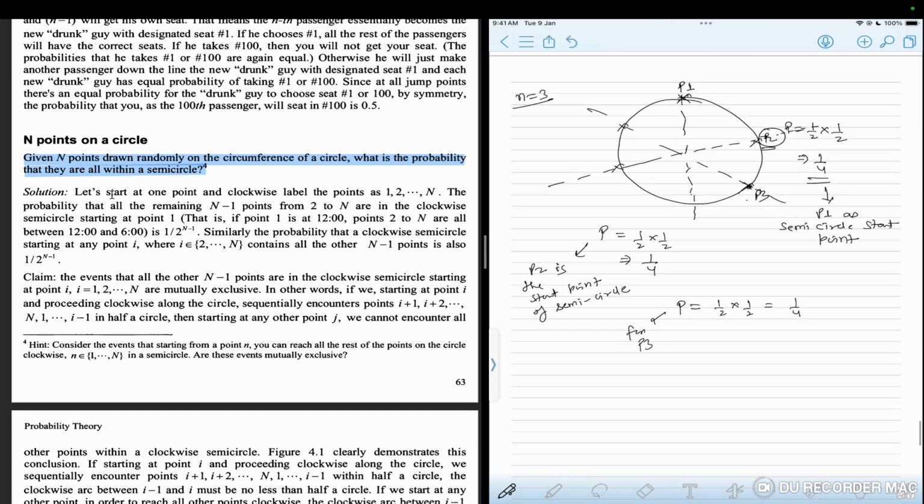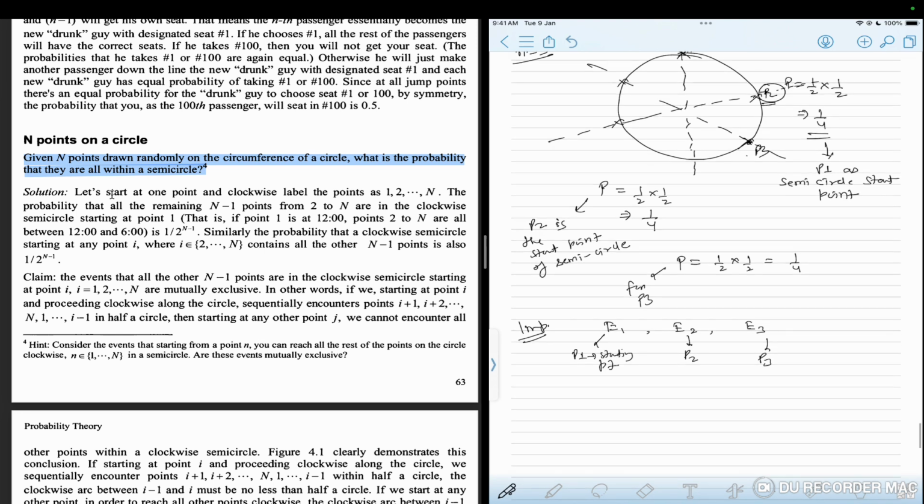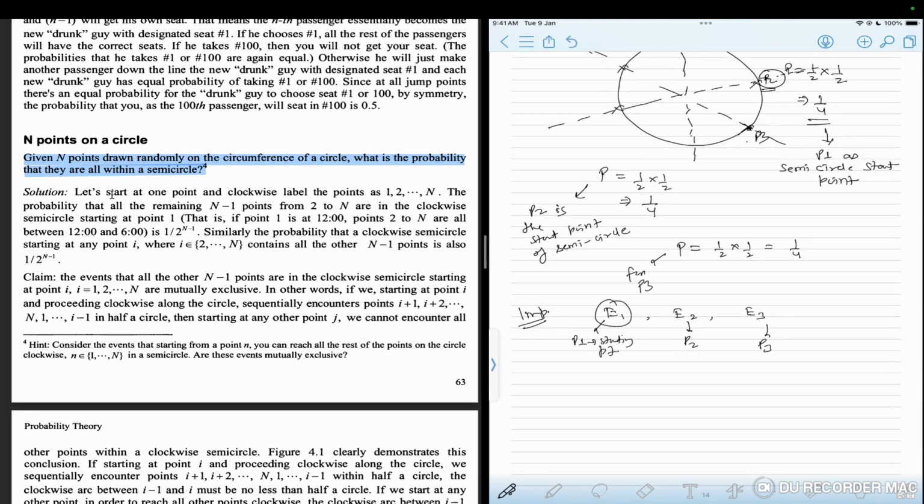Now an important point to note here is that there are three events which we listed down. Event 1 with P1 as the starting point, event 2 with P2 as the starting point, and event 3 with P3 as the starting point. Here P1 is the starting point, and we calculated a probability of 1 by 4. Here P2 is the starting point, here P3 is the starting point. Now the claim is that these three events are mutually exclusive.